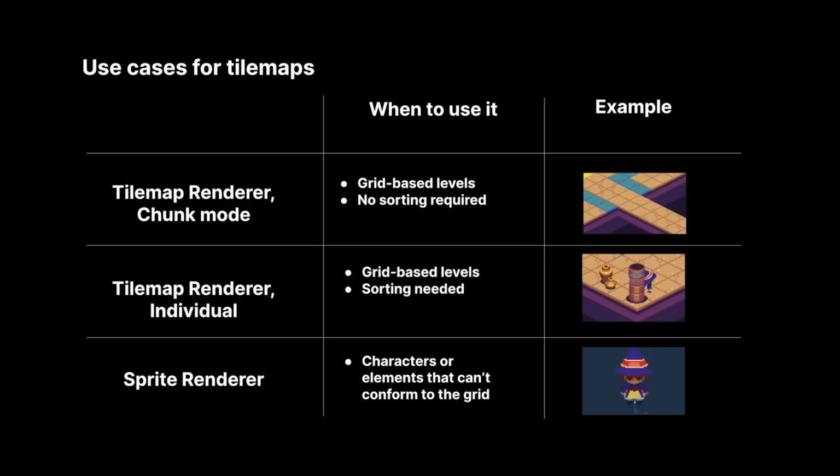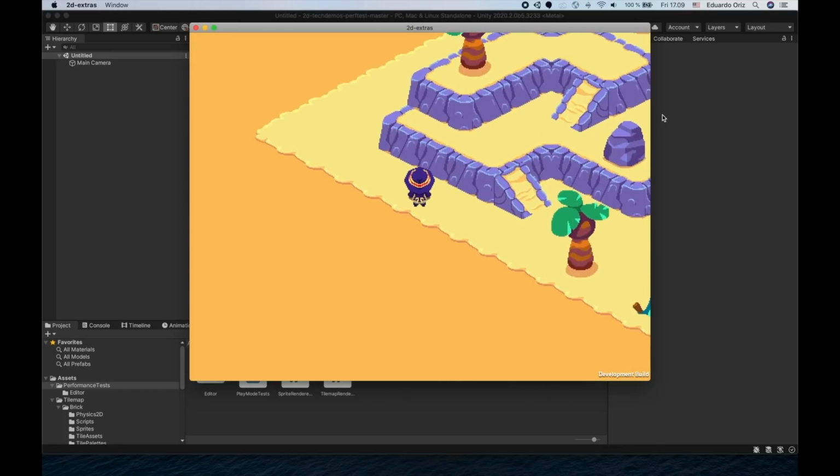When sorting is not needed, but you have many sprites to render, consider using Tilemap chunk mode. If you need those sprites to be sorted correctly, for example, if they have the character moving in front and behind the individual tiles, use individual mode. For sprites that need to be moved or have gameplay functionality, use regular sprites.